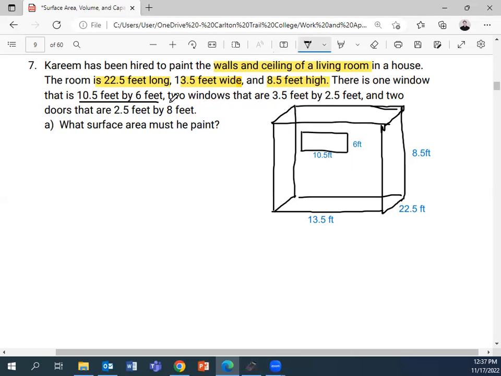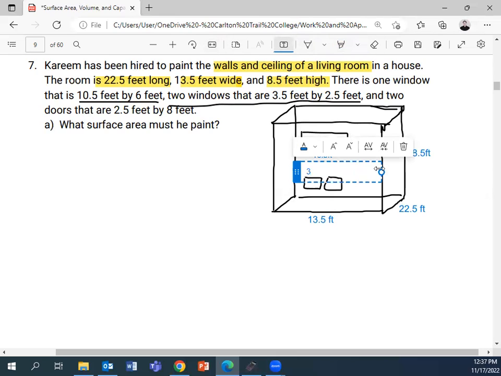Okay, so next we have two windows that are 3.5 feet by 2.5 feet. I'm just going to throw those bad boys down here. This house doesn't need to make sense. We just need to have the right stuff in it. So I have two windows here. Each one is 3.5 by 2.5 feet.